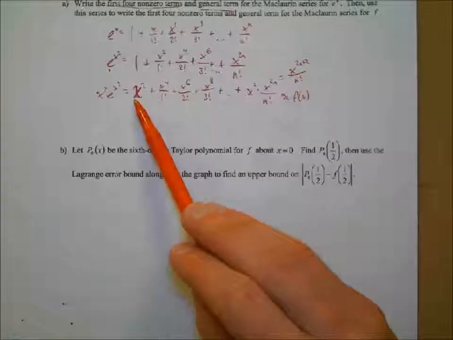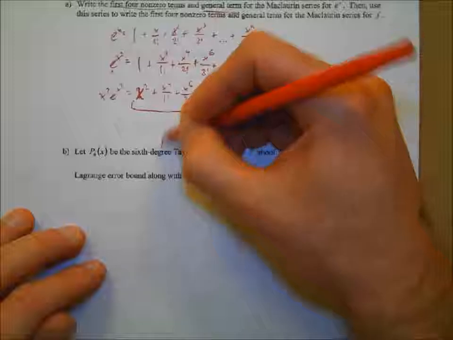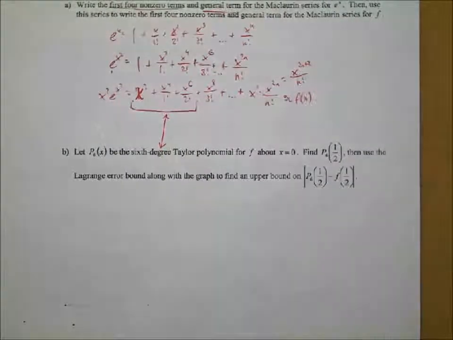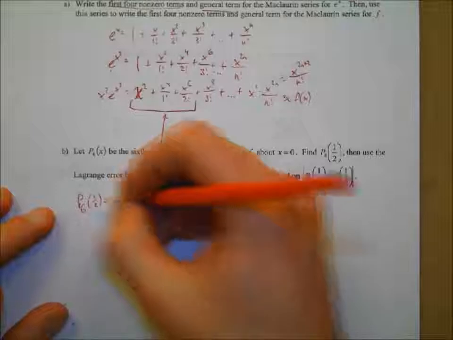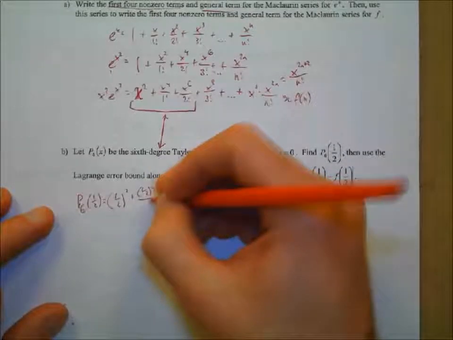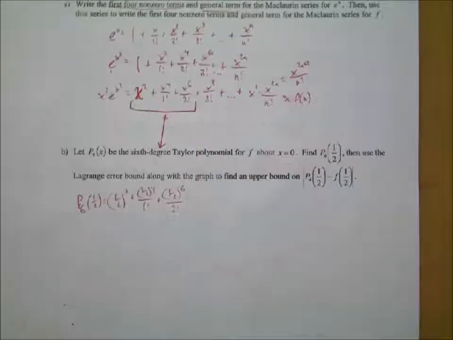Right. We just need this piece of our Taylor polynomial. So all we need is this right here. We can throw out the rest. Okay. So that's all we need to do. Find p sub 6 of 1/2. Okay, that's pretty easy. We'll just do p sub 6 of 1/2, which is 1/2 squared plus 1/2 to the 4th over 1 plus 1/2 to the 6th over 2 factorial.